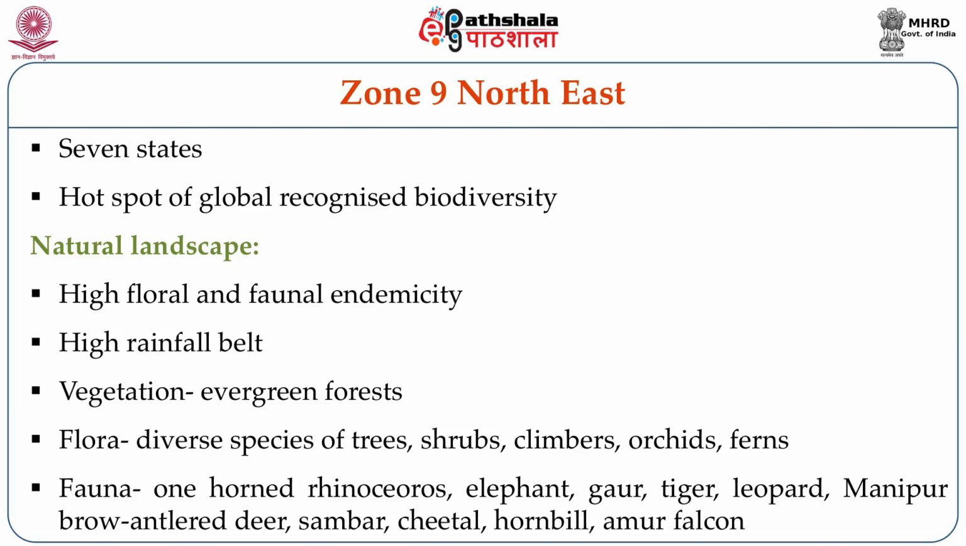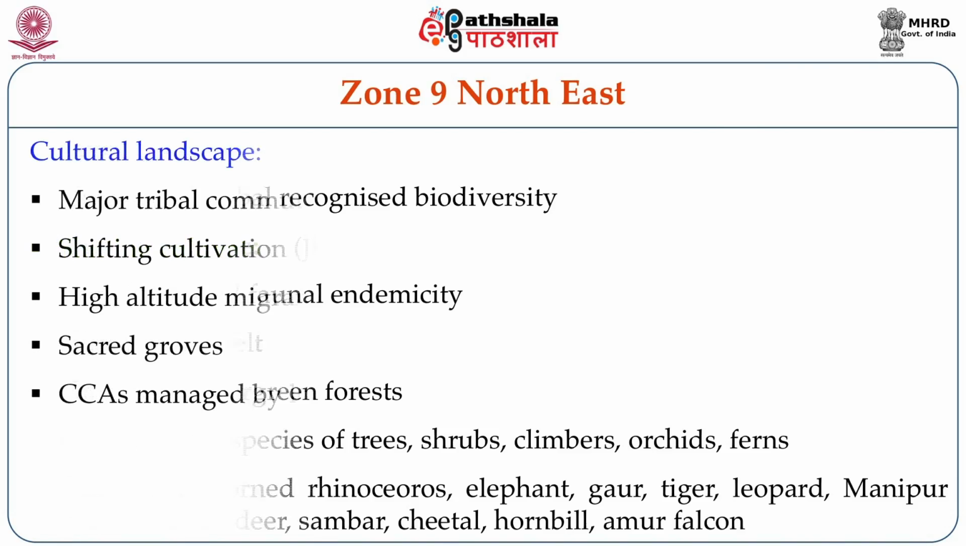And you have the one-horned rhinoceros, which had nearly disappeared. By the 50s, they were down to a dozen or so, and today they are multiplying. We've translocated some into other sanctuaries from the original home which they had. There's elephant, gaur, tiger, and the very rare Manipur brown-antlered deer. So this is the enormous diversity that we have.